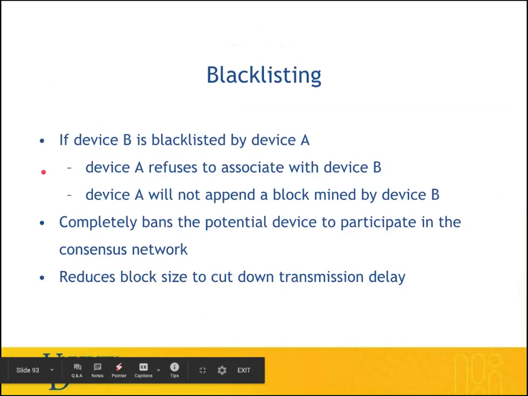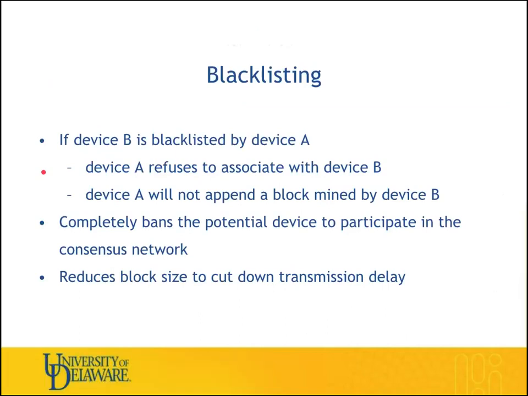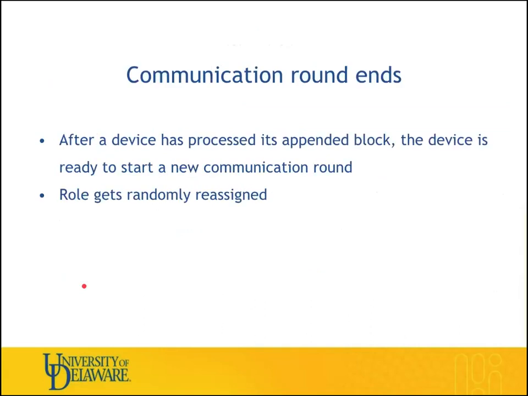Once a device is blacklisted, the other devices will refuse to associate with the blacklisted device, and will also refuse to append a block mined by the blacklisted device. By doing so, we not only completely ban it from continuously threatening the global model, but we also reduce the block size and cut down the transmission delay of the block, making the system a little bit more efficient. After a device has processed its appended block, the device is ready to start a new communication round, and its role will be randomly reassigned, equally likely, to one of the 3 roles.